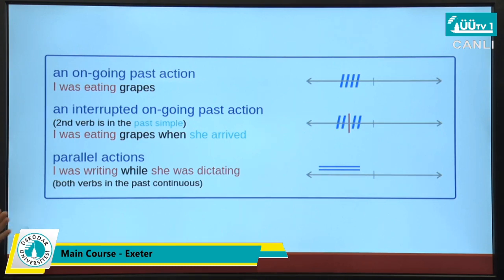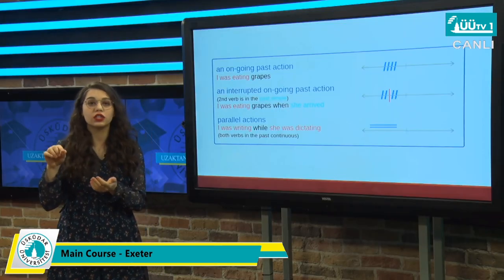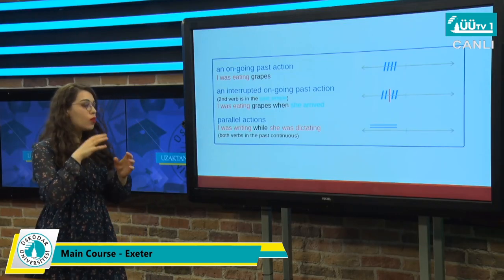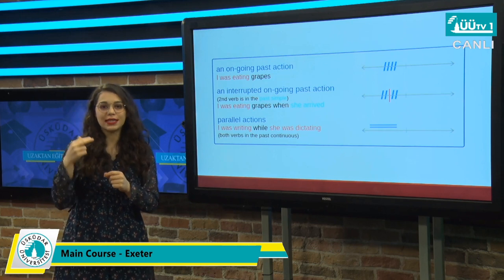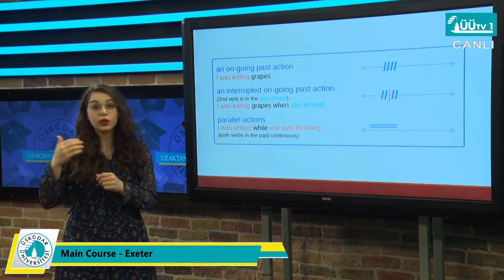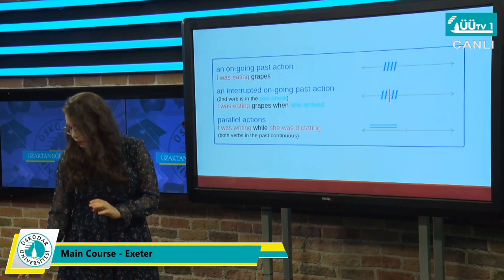And when we're talking about parallel actions, which tells us that two actions are happening at the same time, then we can use past continuous. For example, I was writing while she was dictating. So when we're talking about two events happening at the same time, then we can use past continuous.